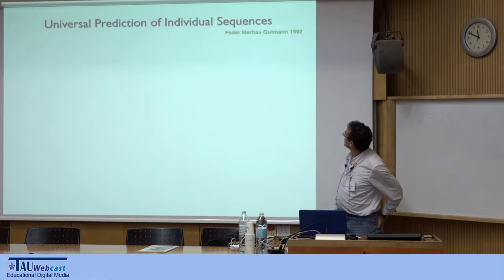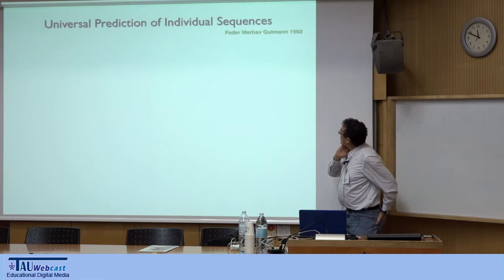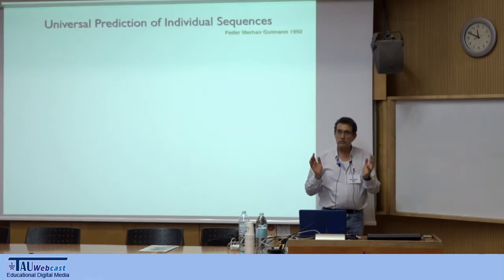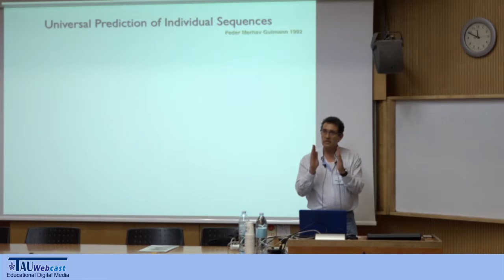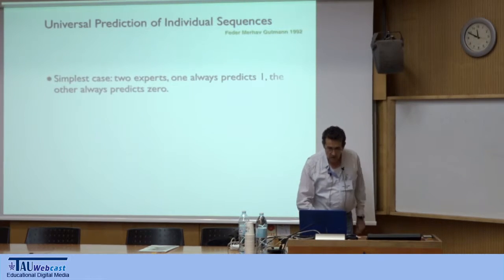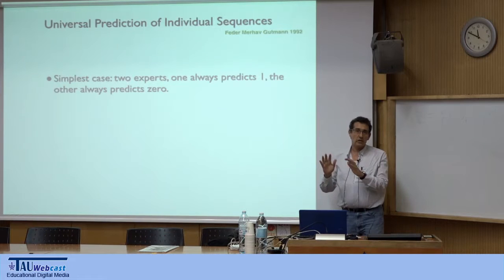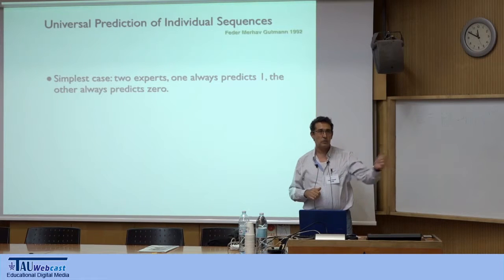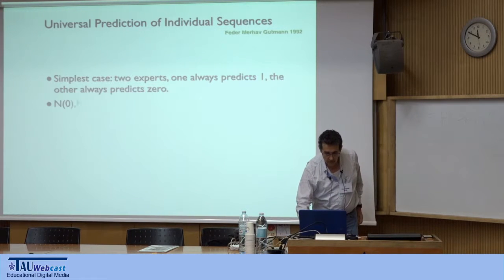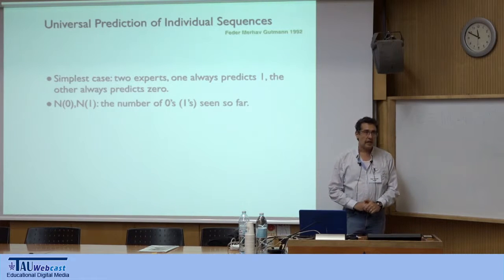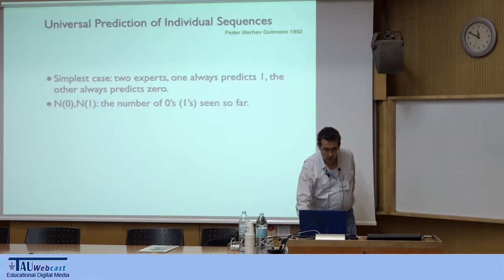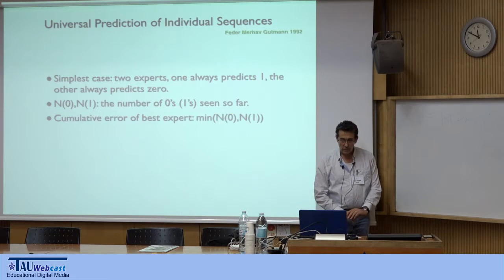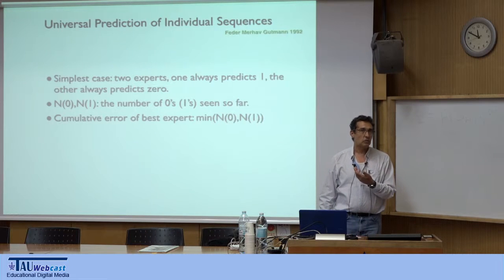My first introduction to this problem was actually a paper by Feder, Merhav, and Gutman from 1992. I'm not going to talk about the whole paper, just one important central piece of it, in which you consider that there are just two experts. One expert always predicts one, the other expert always predicts zero. Suppose that N0 and N1 are the number of zeros and ones that you've seen so far. The cumulative error of the best expert is simply the minimum of these two.